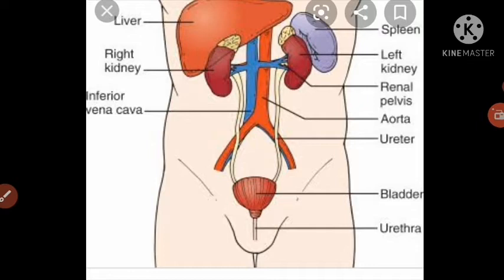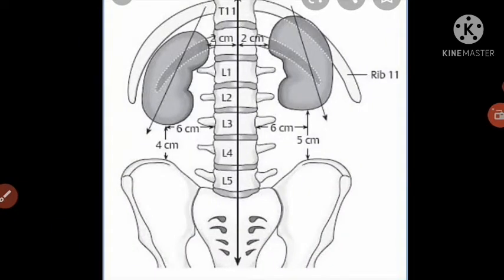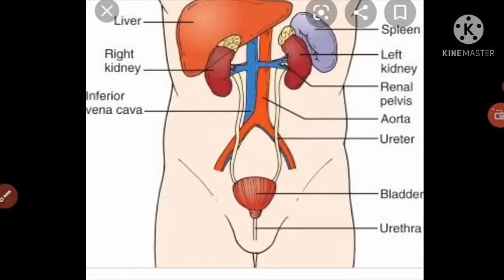The pair of kidneys is present in the anterior part of the abdominal cavity, one on either side of the median line, below the diaphragm and liver. Kidneys extend between the last thoracic and the third lumbar vertebrae. The right kidney is a little smaller than the left one.